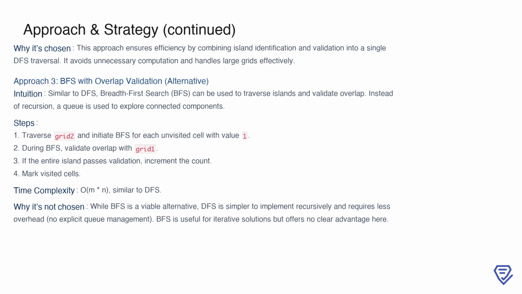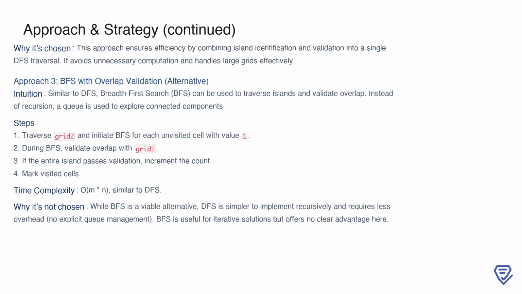An alternative strategy is to use breadth-first search, BFS, with overlap validation. Like DFS, BFS traverses islands and checks for overlap with Grid 1. However, instead of recursion, BFS uses an explicit queue to explore connected components. The steps involve traversing Grid 2, initiating BFS from each unvisited cell with a value of 1, validating overlap during traversal, and marking visited cells. The time complexity is also O(m*n), comparable to DFS.